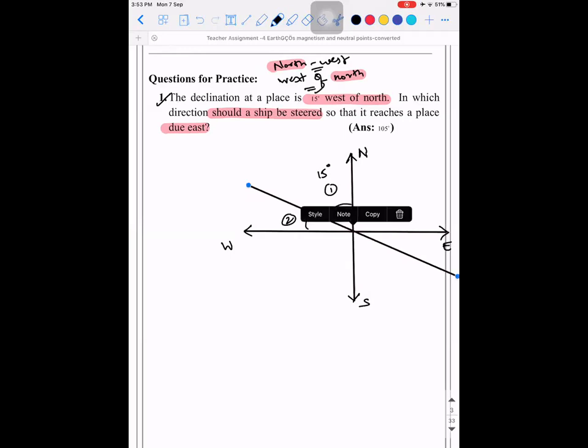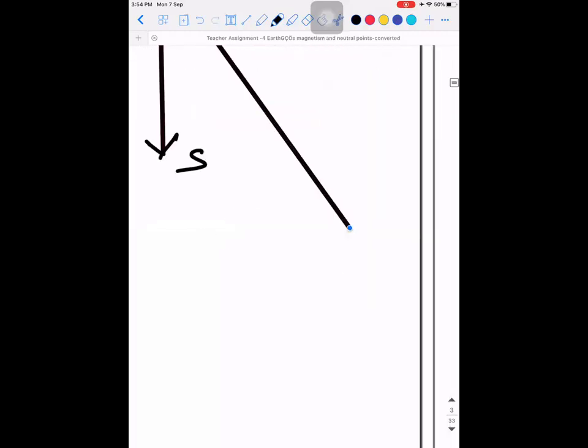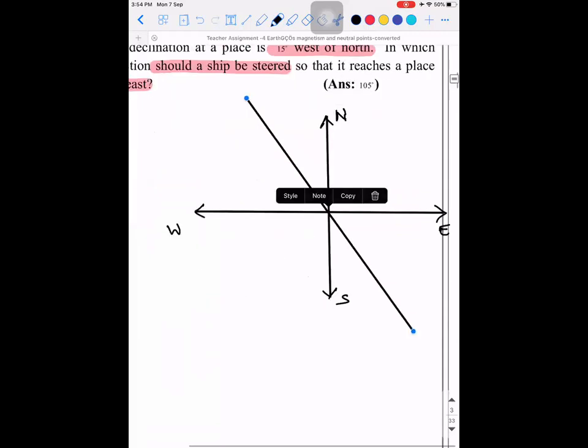Okay, so I've drawn the diagram in the wrong way. What is the meaning of it? It means from north, you're turning towards the west by an angle of 15 degrees. That is the meaning. Then what does northwest mean? Wherever you see northwest, what do you mean by that? 45 degrees, that's right. It is exactly the angular bisector, so it will be exactly 45 degrees with respect to north and west.